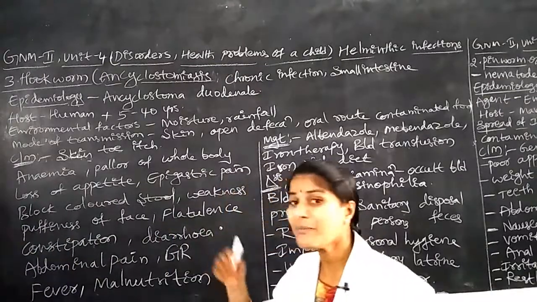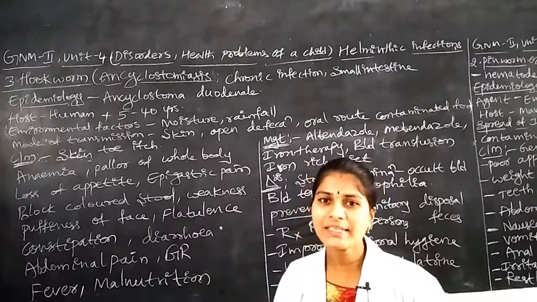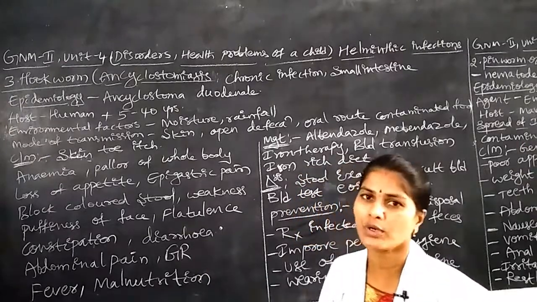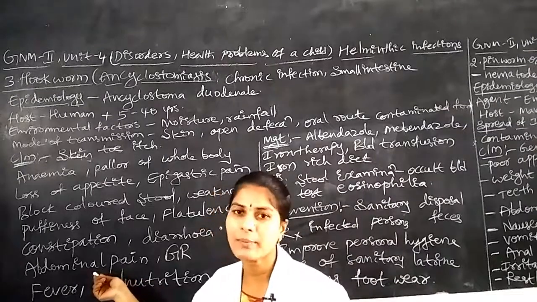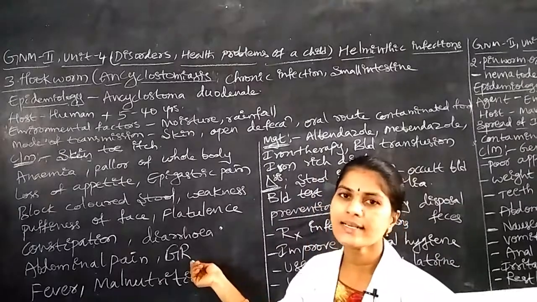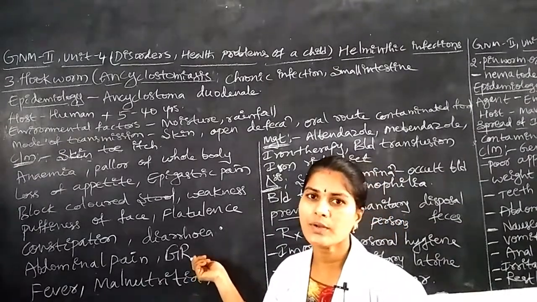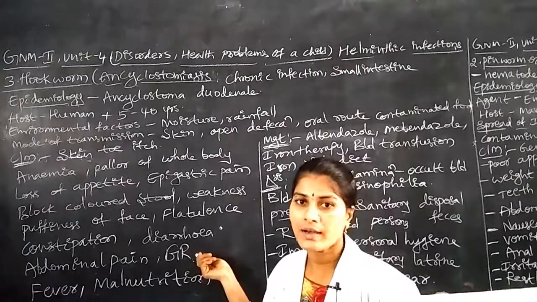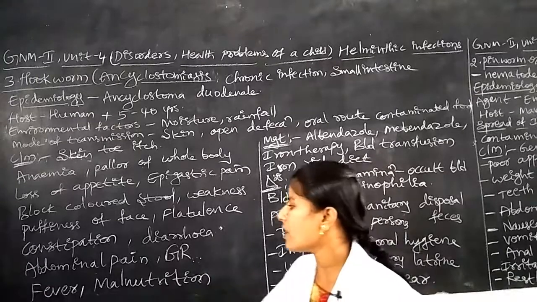Next, some children or individuals complain of diarrhea. Many times they excrete stool. Sometimes the individual will complain of abdominal pain. Next, when we assess the children, they have growth retardation. Their growth fails, and height and weight will be less than the normal height and normal weight. Next one is fever.